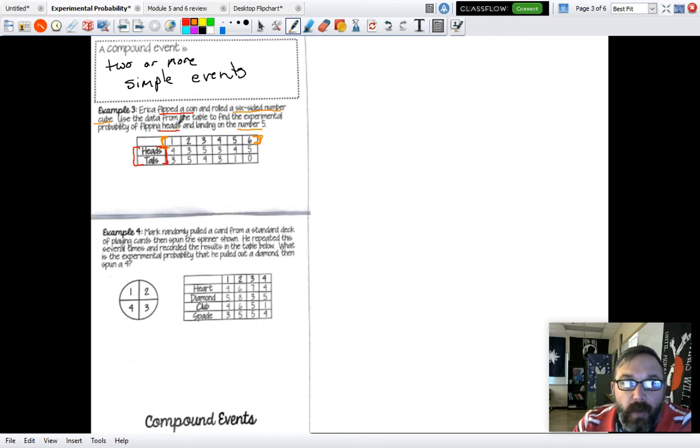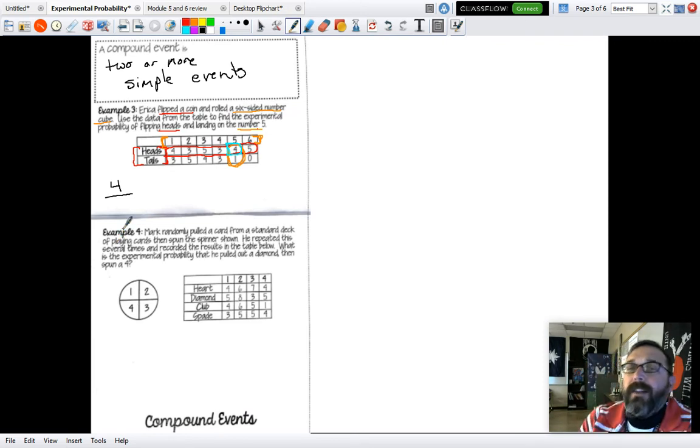So let's take a look. We want to know the probability of rolling heads, so we're going to look at this heads column. And landing on the number 5. So here's my 5. Okay, where do those 2 points intersect? Well, they intersect right here at the 4. So I know that the number of events true is going to be 4. But now I have to find the total number of events.